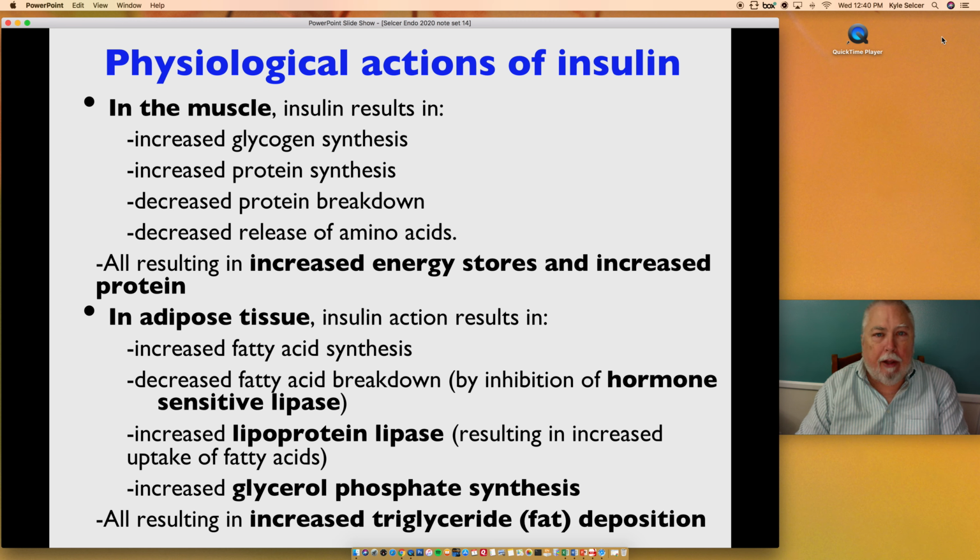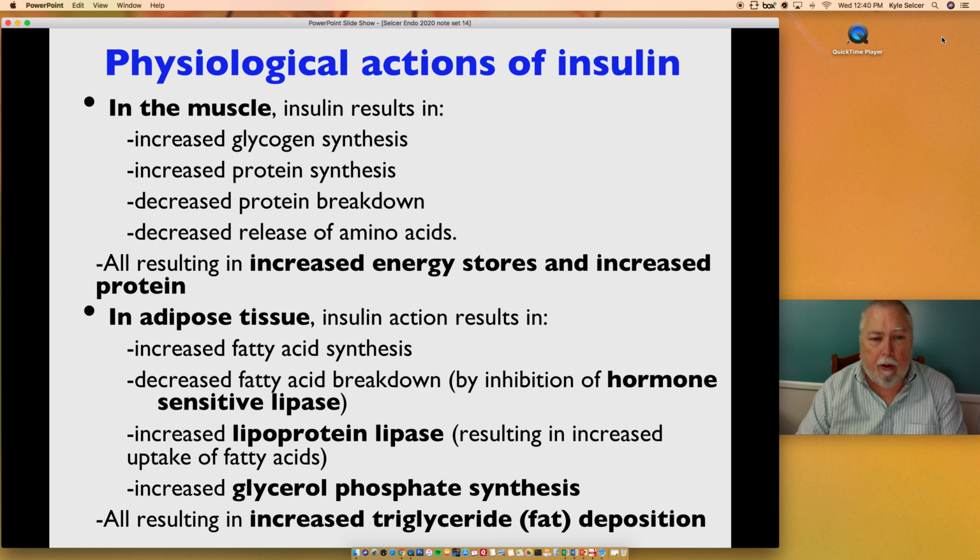In the muscle, insulin results in increased glycogen synthesis. Your muscle doesn't store as much glycogen as the liver does, but it stores quite a good bit, as any long-distance runner knows. Increased protein synthesis to make more protein. You shut down the enzymes that break down protein, and you quit releasing amino acids because you're trying to put things away, not release them. All resulting in the increased energy stores and increased protein in the muscle.